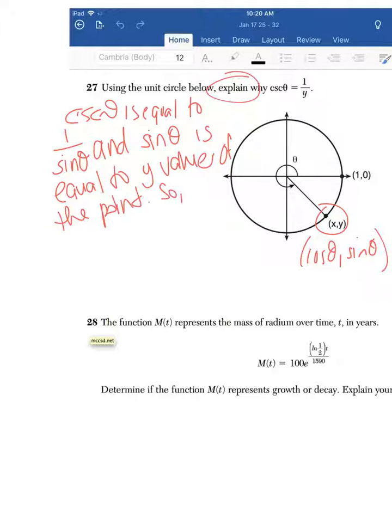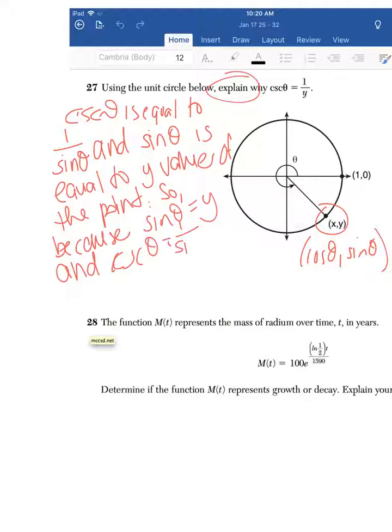So because sine of theta equals y, and cosecant of theta is 1 over the sine of theta, we also can say that the cosecant of theta, this is using substitution, the cosecant of theta is equal to 1 divided by y, okay?